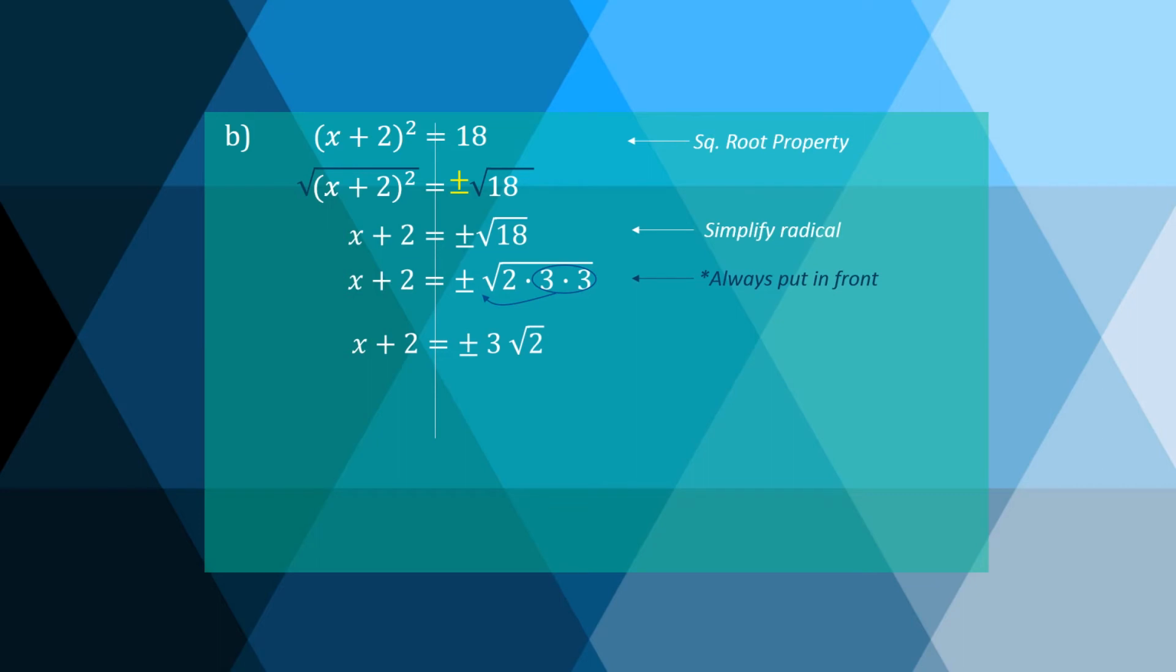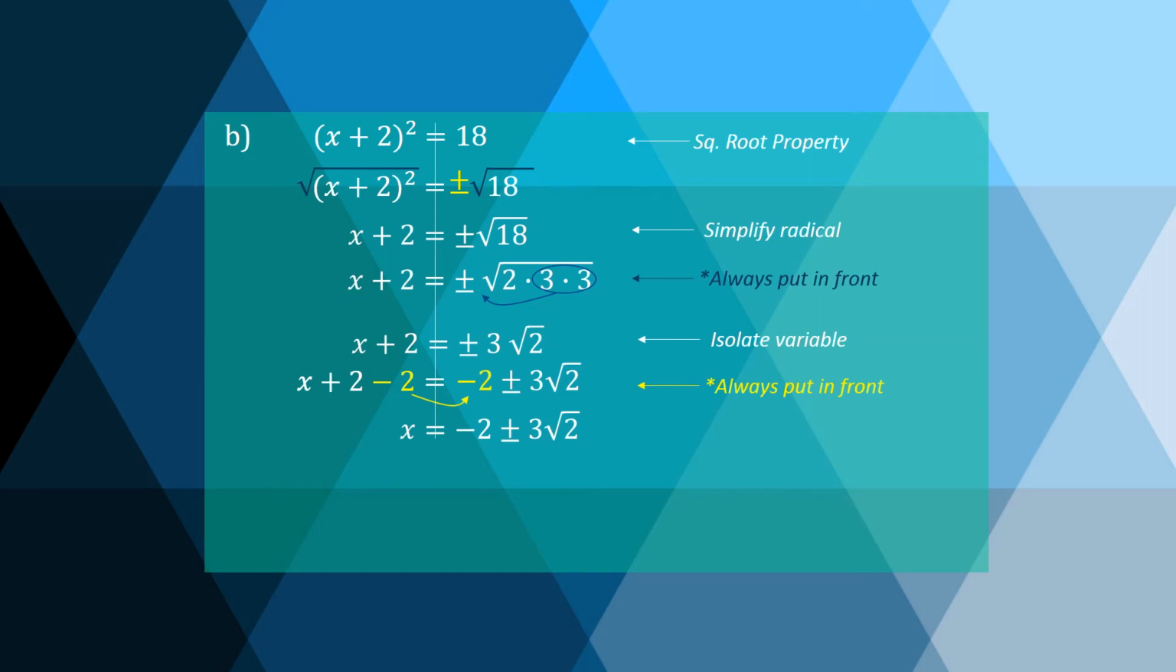We are still on a mission to solve for x, which means we need to isolate the variable. Since we have x plus 2, to undo addition, we need to do what? Subtract. So we subtract 2 on the left side, as long as we subtract 2 on the right side, but it must go in front. And so that leaves us with x equals negative 2 plus or minus 3 square root 2.